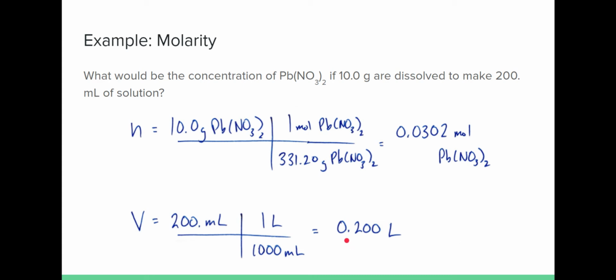0.200 liters. The final step is to simply take the number of moles and divide it by the number of liters, and that will give me a molarity of approximately 0.151 molar.